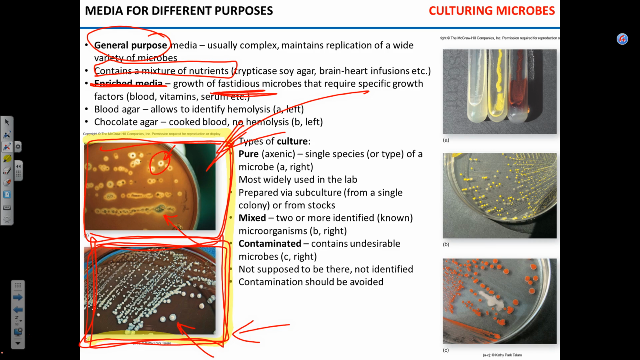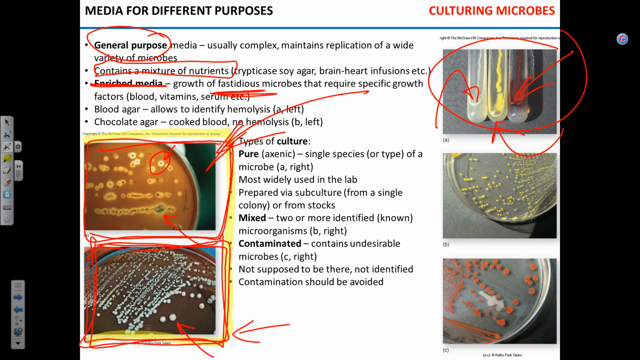When you grow microbes on the medium, you can get different types of culture. Culture can be pure, like here. Culture of E. coli, culture of Micrococcus luteus, those yellow colonies that you saw on your agar plates. Culture of Serratia, that's Serratia marcescens, that red, purple, whatever you want to call this color. Okay?